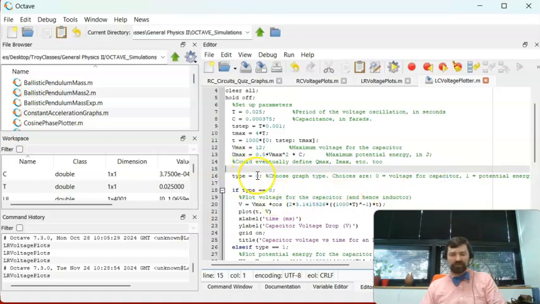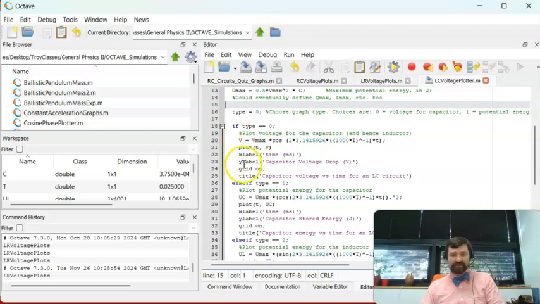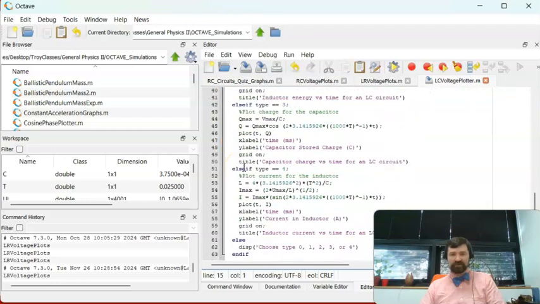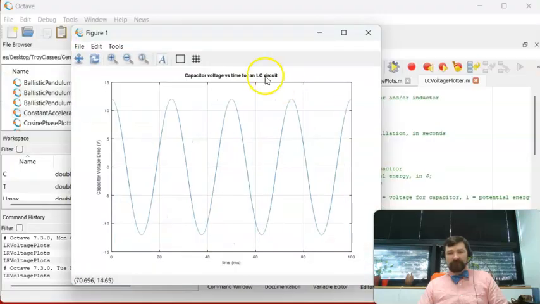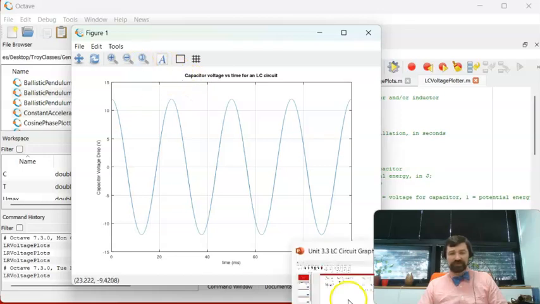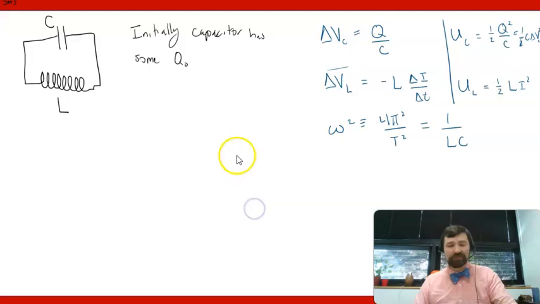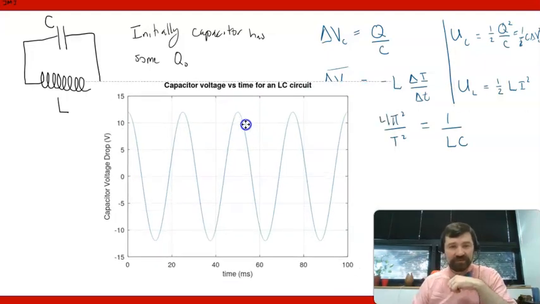And so you choose which one of those you want, and the rest of this code is basically just for it to output one of those graph types or display a message saying you've got to choose one of these graph types. So let's run it and see what we get. This right here is the capacitor voltage versus time for this LC circuit that I've set up with the parameters defined as I did there.